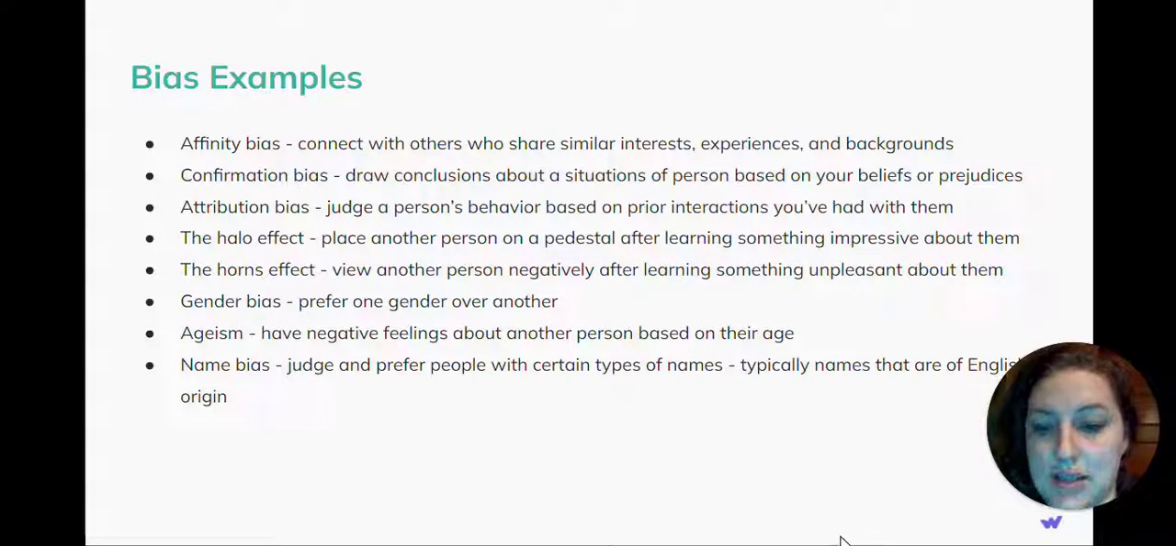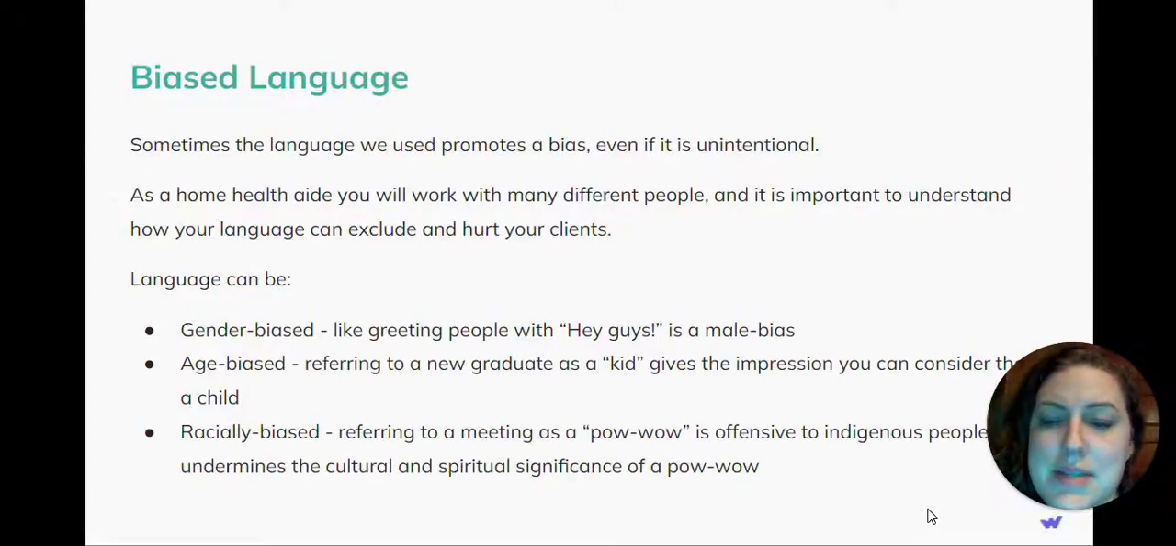Gender bias, where you prefer one gender over another. Ageism, where you have negative feelings about another person based on their age. Or the name bias, where you judge and prefer people with certain types of names, typically names that are of English or European origin. Sometimes the language we use promotes a bias, even if it's unintentional.